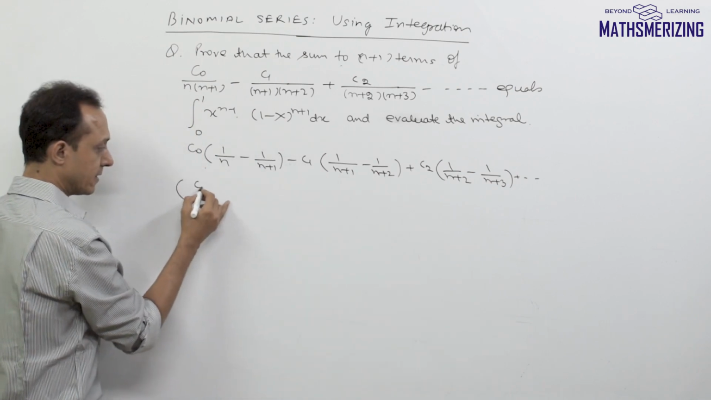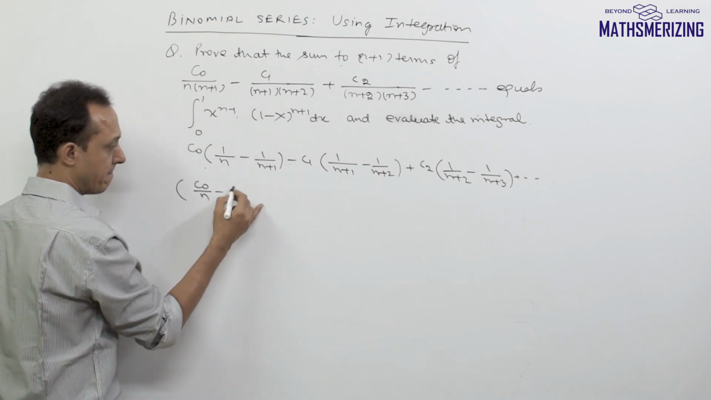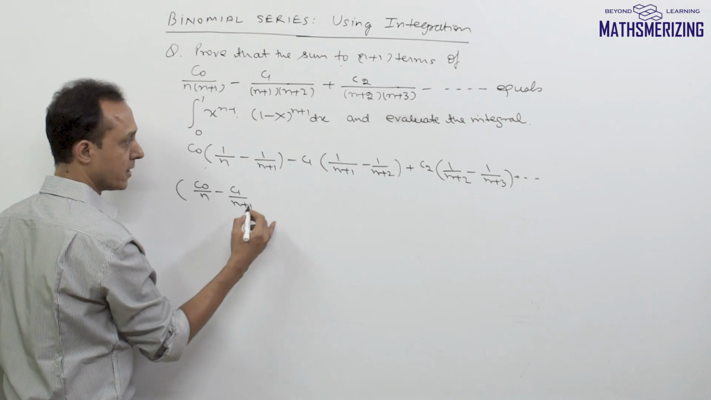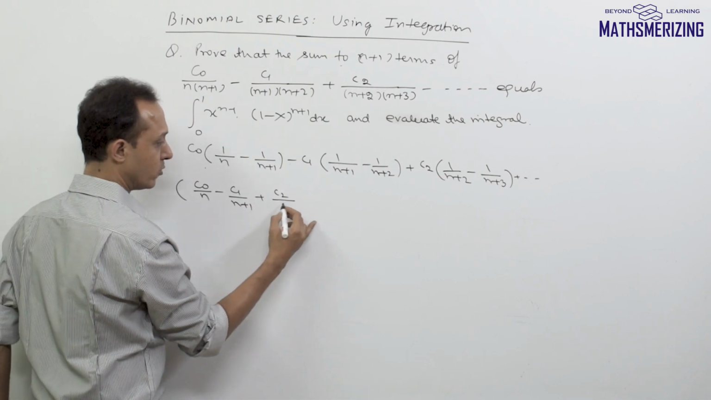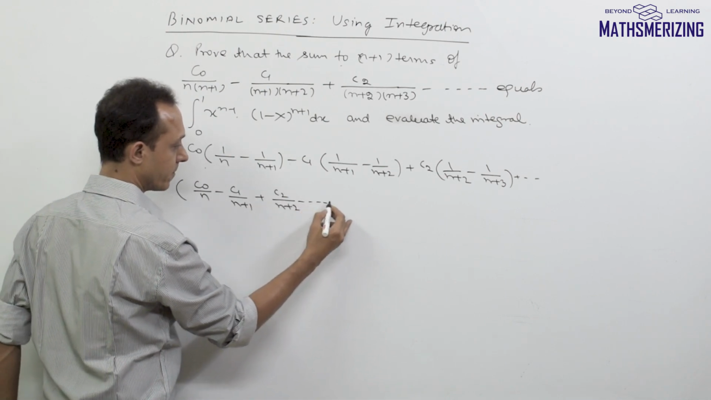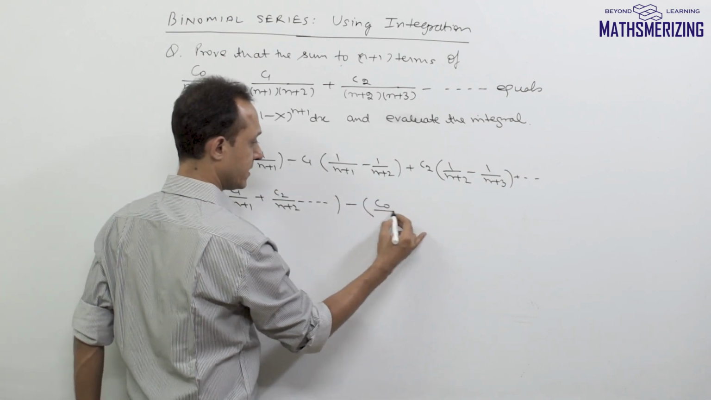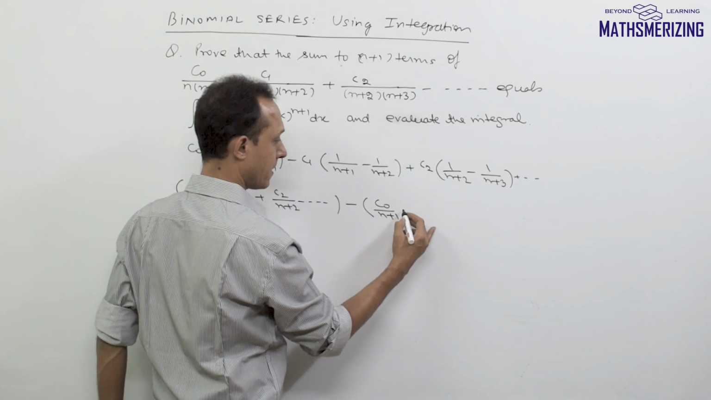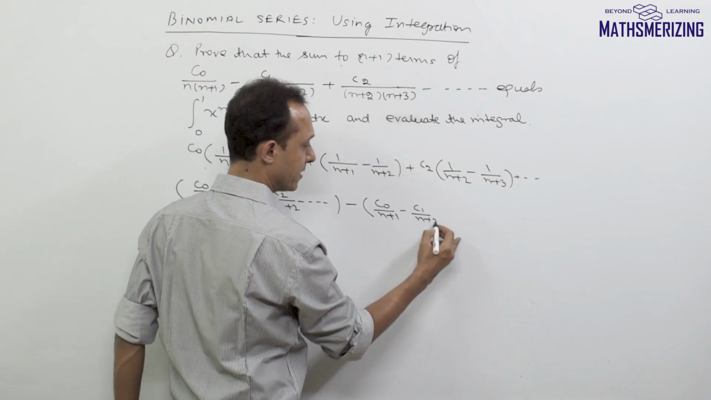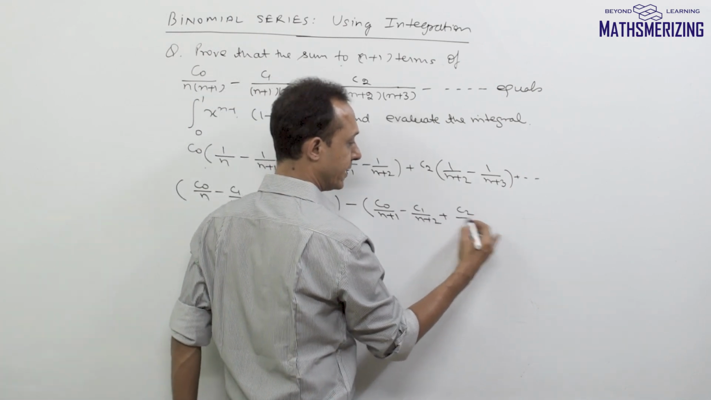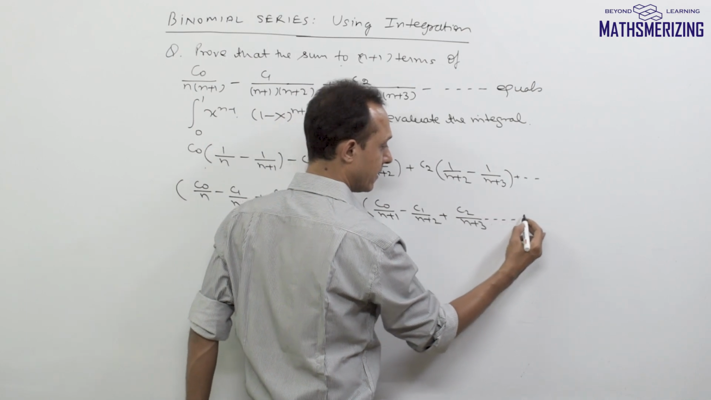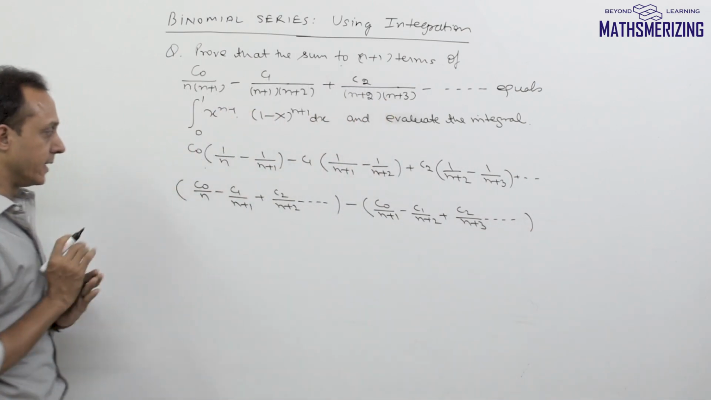So I'll write c0 upon n minus c1 upon n plus 1 plus c2 upon n plus 2, and then I'll write the second series as minus c0 upon n plus 1 minus c1 upon n plus 2 plus c2 upon n plus 3. So I'll write two separate series.